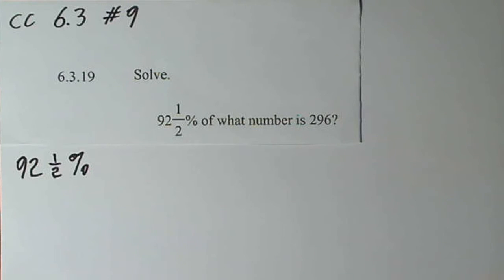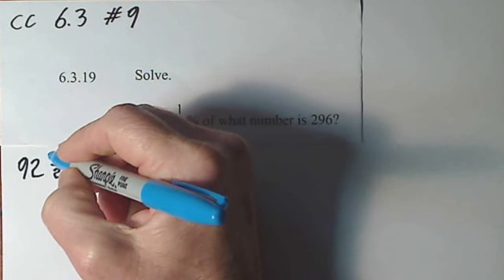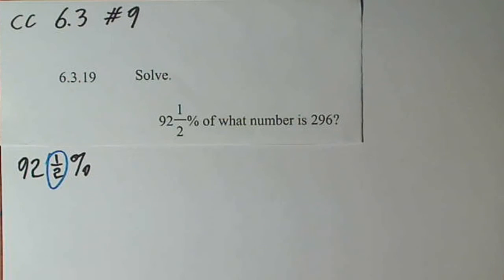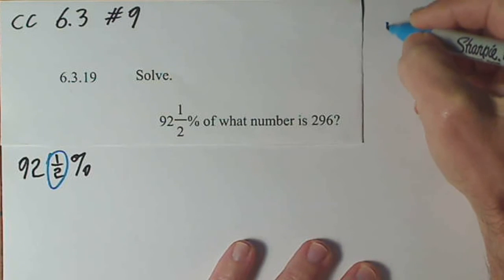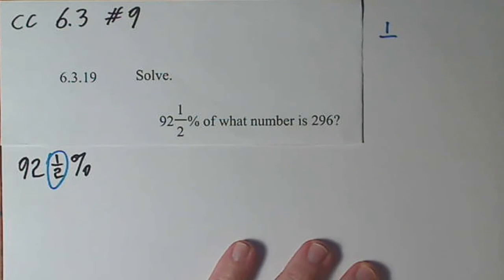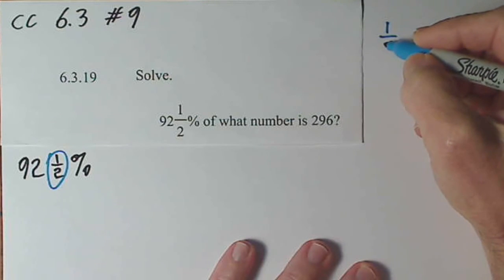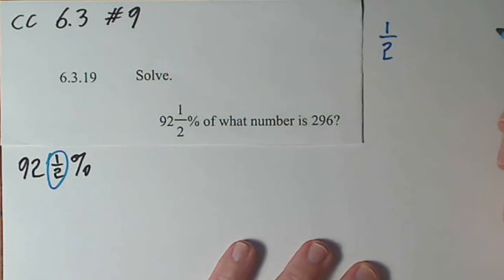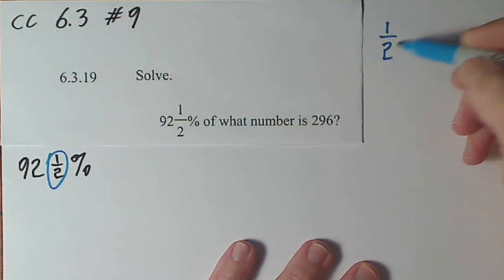92 1/2%. First of all, mixed numbers are a bit of trouble to work with, so we're going to change 1/2 into the decimal form. Okay, so 1/2. I think I'll do my conversion over here. You might already know that that's equivalent to 5/10, but anytime you want to change a fraction to a decimal, you basically just do what it tells you. This is 1 divided by 2.